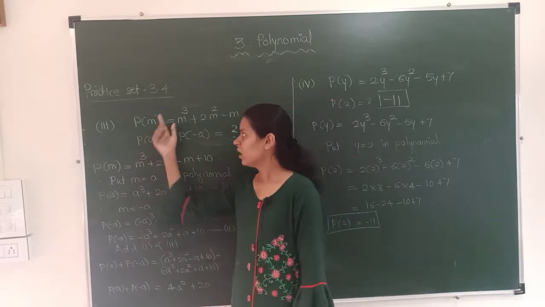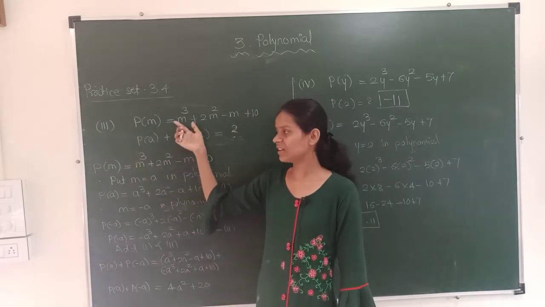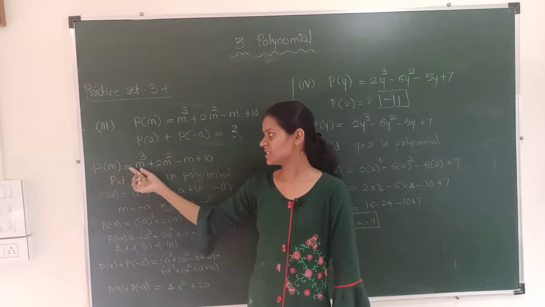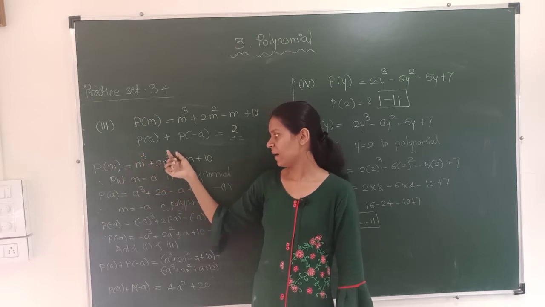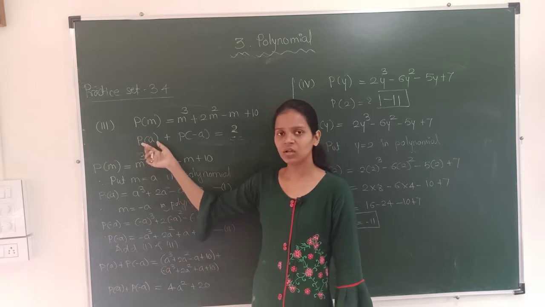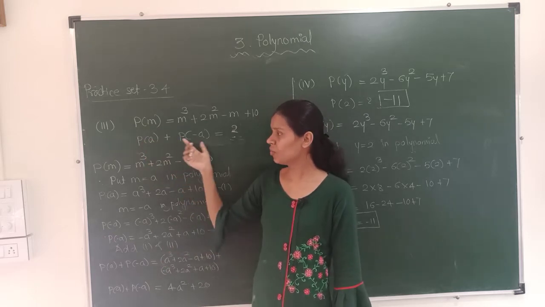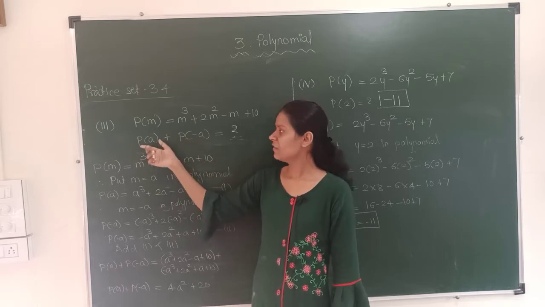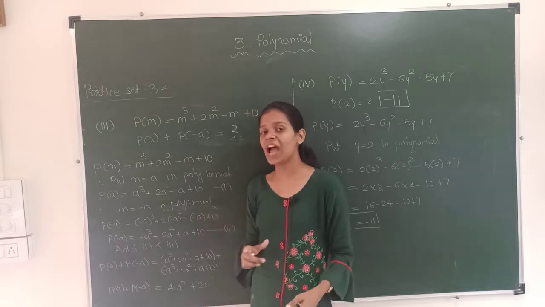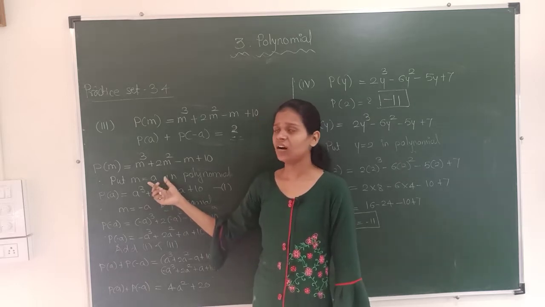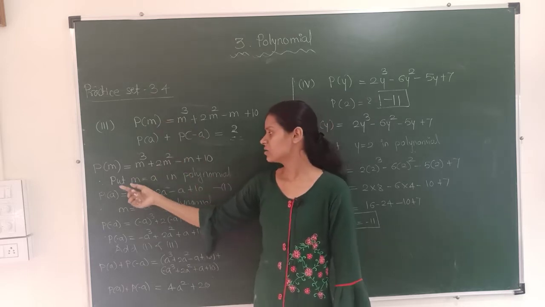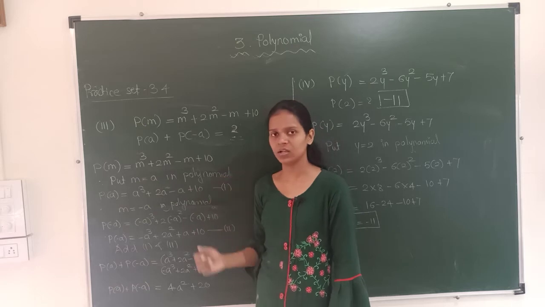See, pay attention. Firstly, while writing the solution, we will write the polynomial they have given us. The given polynomial is P of m is equal to m power 3 plus 2m power 2 minus m plus 10. Now what we will do? We have to get the two polynomials, then we can add them, okay? First polynomial is P of A and second is P of minus A. As first is P of A, so we have to put A in the polynomial by replacing m. So put m is equal to A in the polynomial, okay?